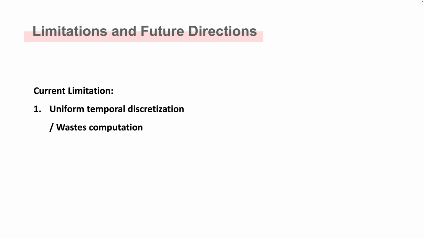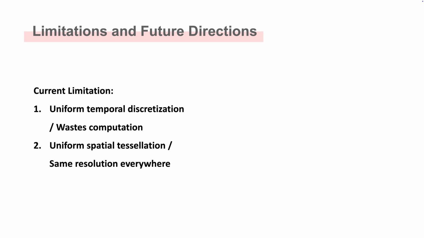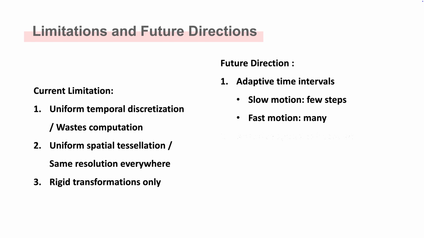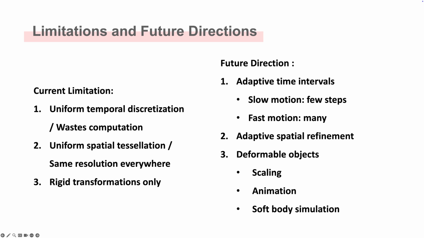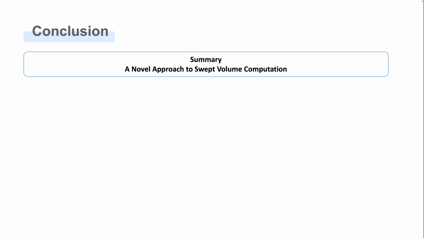We have 3 main limitations. First, uniform temporal discretization. We use equal time steps everywhere. Second, uniform spatial tessellation. The same resolution is applied throughout the entire space. Third, we only support rigid transformations. No scaling or deformation yet. These uniform strategies lead to wasted computational resources. For future work, we're exploring adaptive discretization in both time and space to improve efficiency, and extending the framework to handle deformable objects. So, to summarize, we've presented a novel approach to swept volume computation.